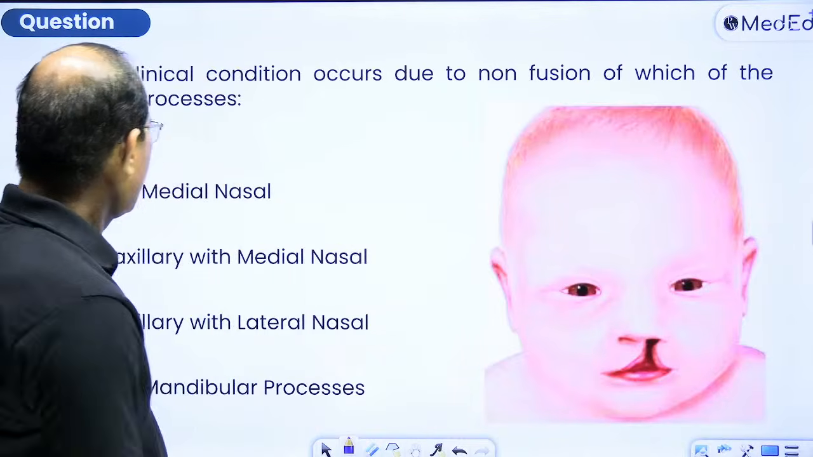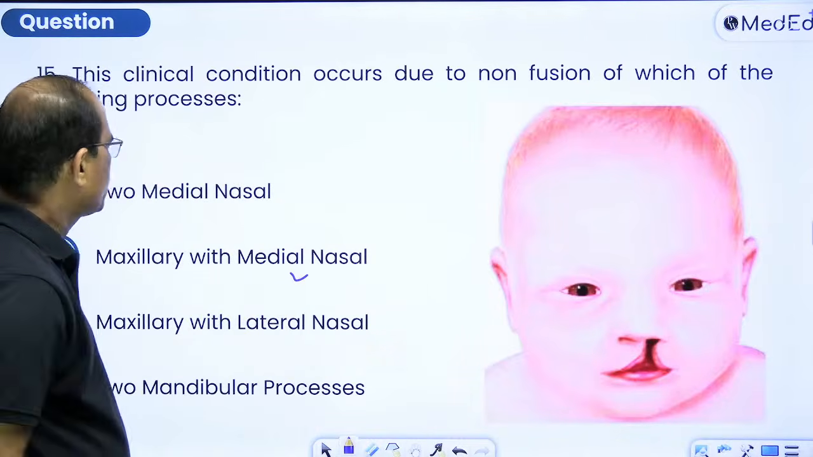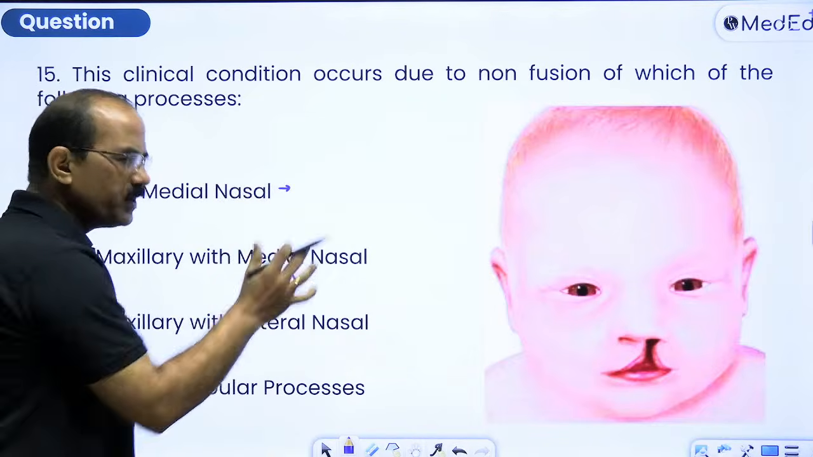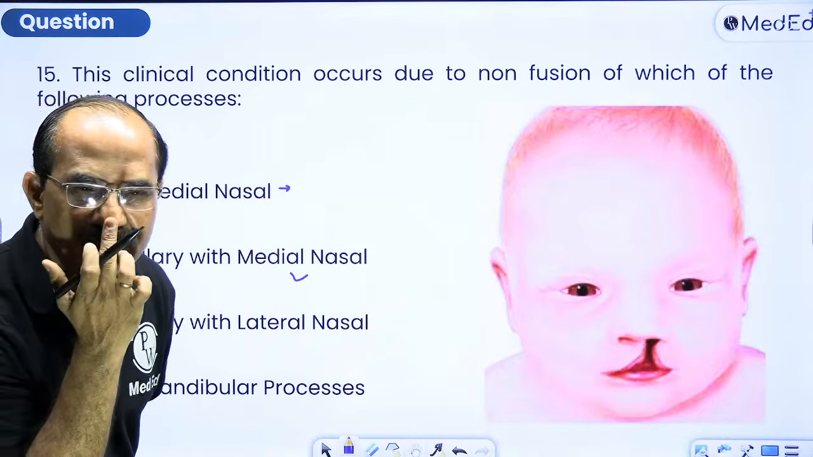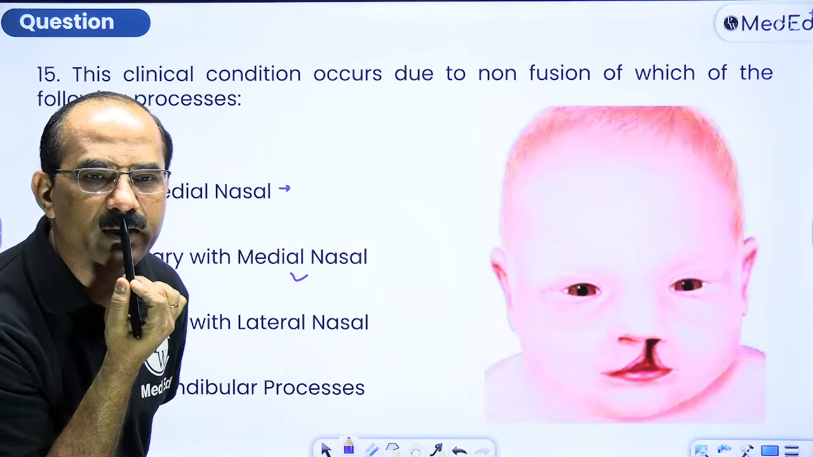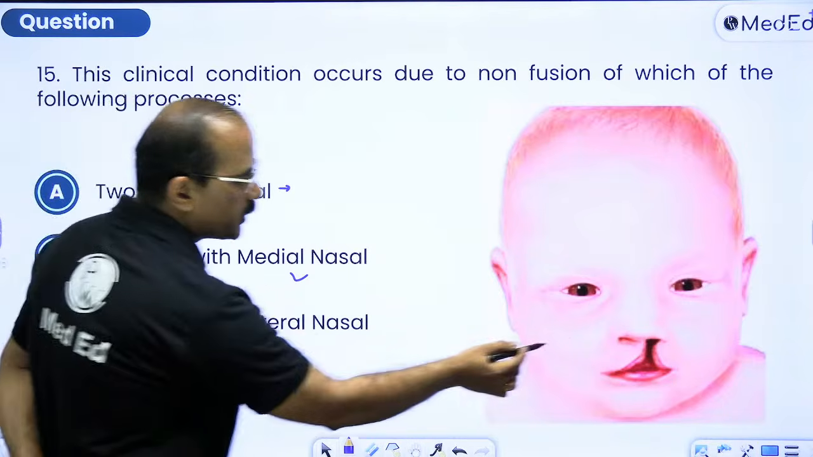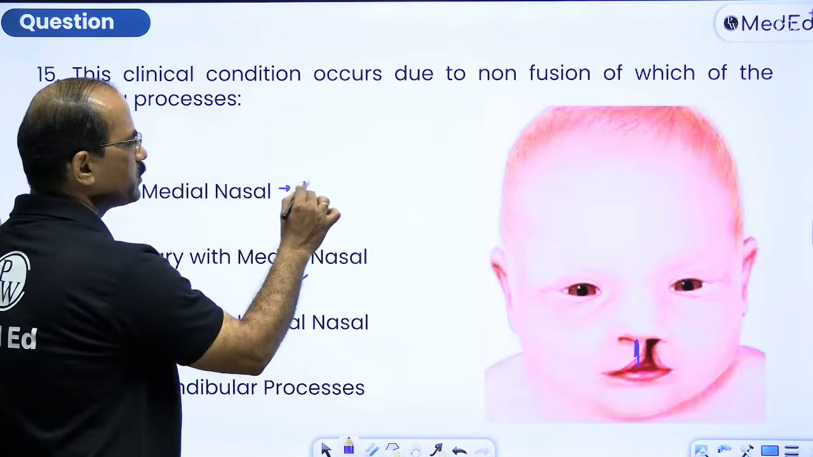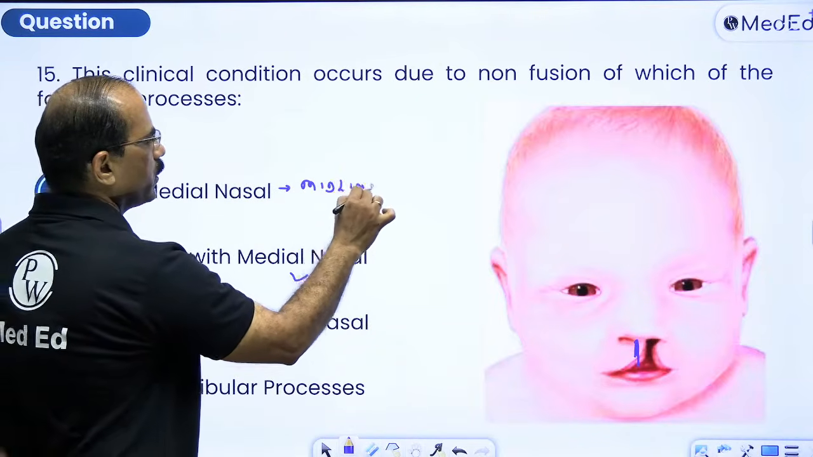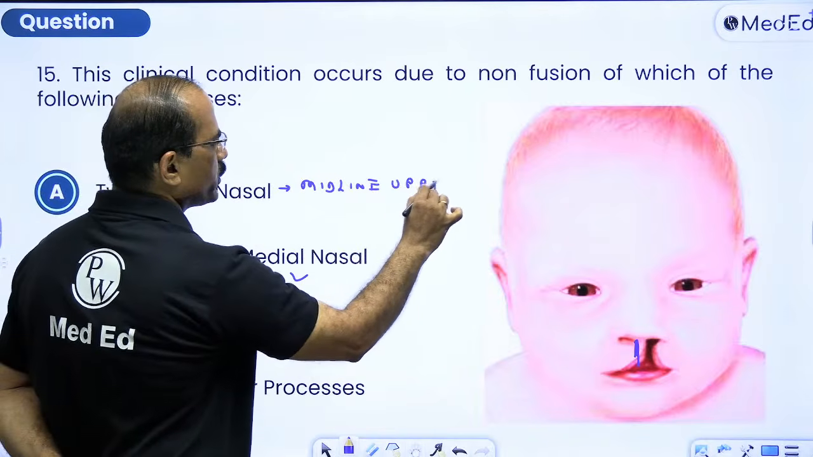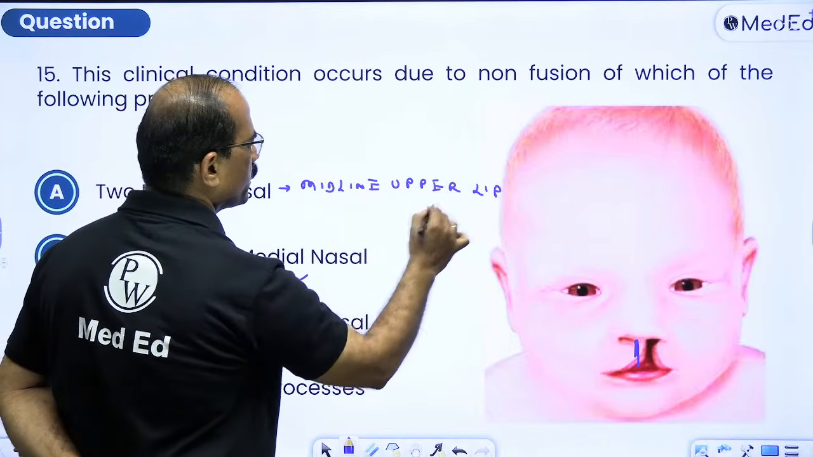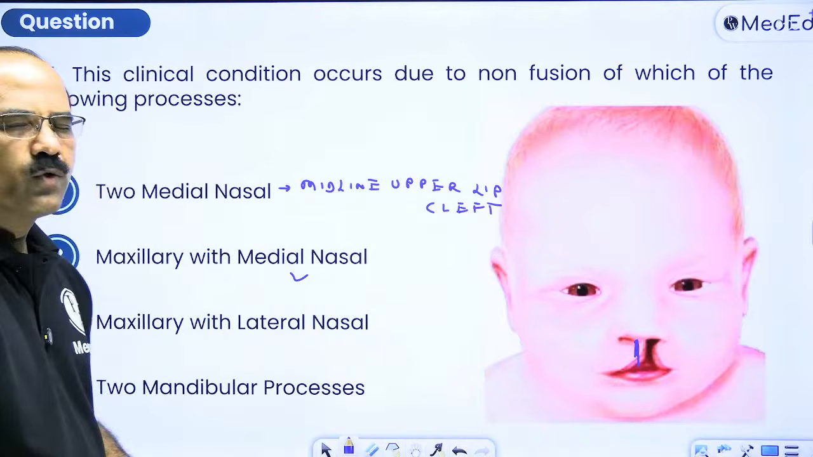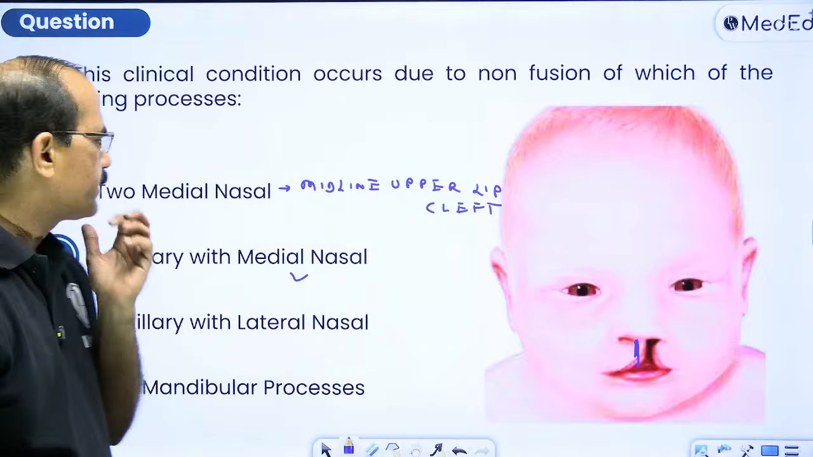So it is the maxillary with the medial nasal process. If the two medial nasal processes do not fuse, you get a cleft here. This is known as a midline upper lip cleft. A midline upper lip cleft is due to non-fusion of the two medial nasal processes.